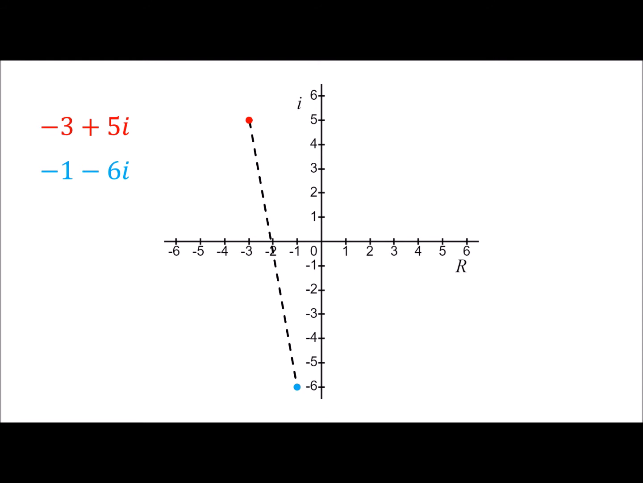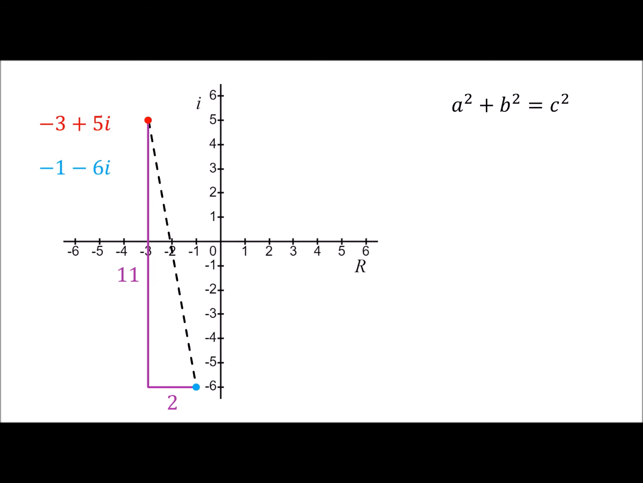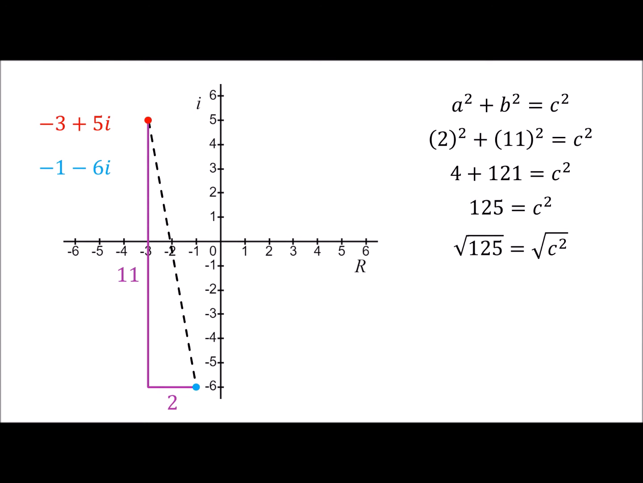And of course, we can create a right triangle from these two points. The dimensions of this right triangle will be a leg length of 2 on the bottom and a leg length of 11 on the side. And so we can use the Pythagorean Theorem to find this distance. So a squared plus b squared equals c squared, which would be that distance. So 2 squared and 11 squared will become 4 plus 121, which equals c squared. So that's 125. And when we take the square root of both sides, we'll see that c, or the distance between these two complex numbers in the plane, is 5 radical 5.